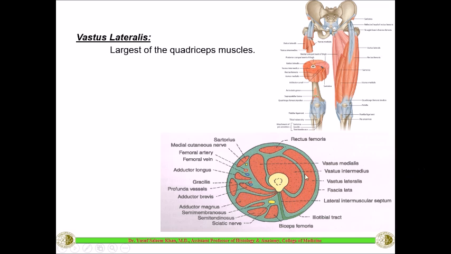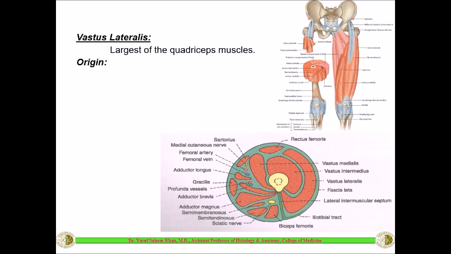This is the lateral side, this is the femur here. So this is the vastus lateralis, this is the vastus intermedius, and this is the vastus medialis. So this is the vastus lateralis. See the size of the muscle. So this is the largest of the quadriceps muscles. Here, it looks small because it is totally covered by the rectus femoris.